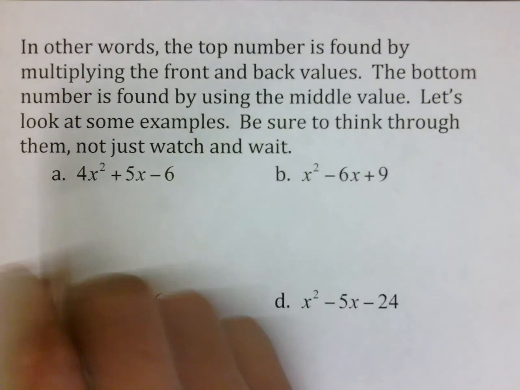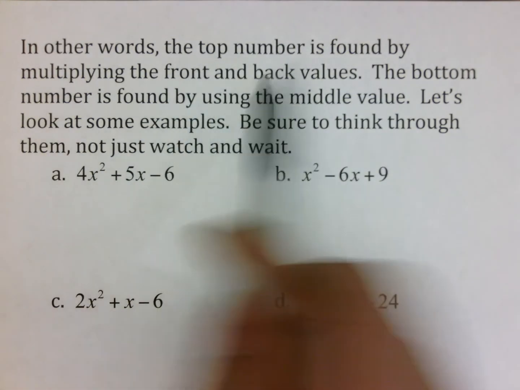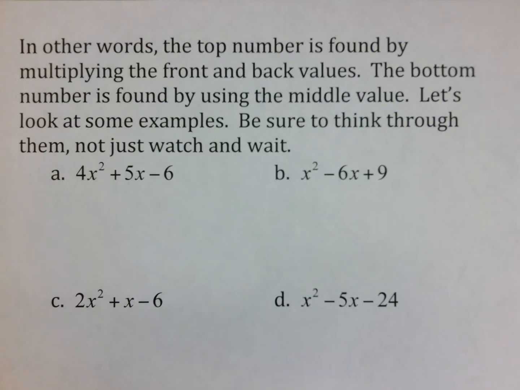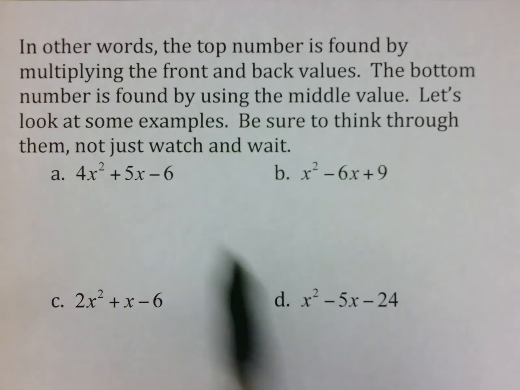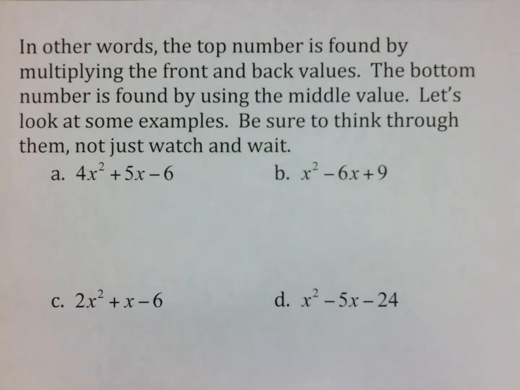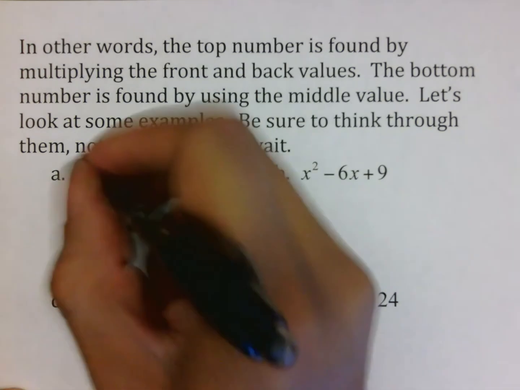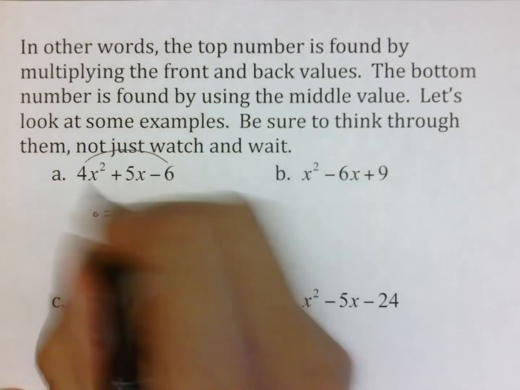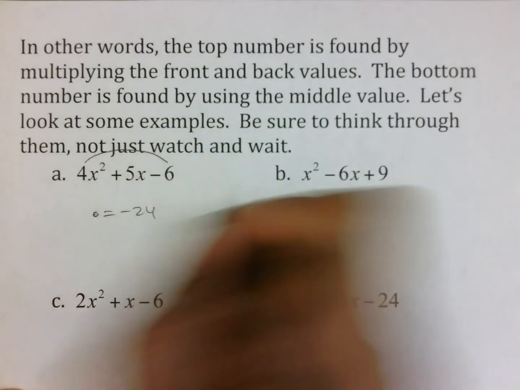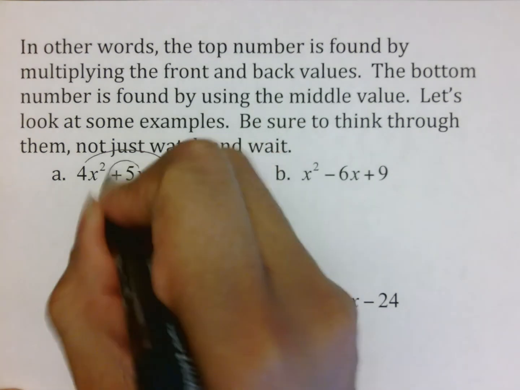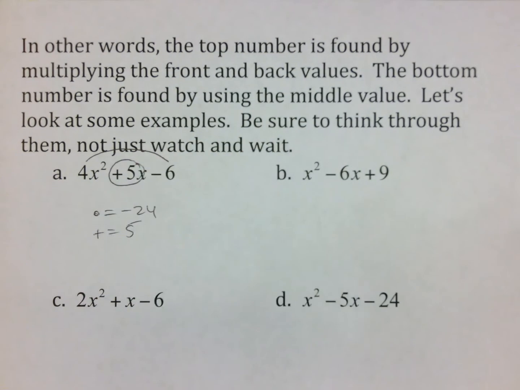In other words, the top number is found by multiplying the front and back values. The bottom number is found by using the middle value. Let's look at some examples. You might just want to write these examples for yourself and write what I'm writing. At least a couple examples, I'd say at least A and B, and that way you have something to go off of. But here's what we do. We put multiplies to equal, and you simply take front number times back number. 4 times negative 6 is negative 24, and adds to equal whatever the middle number is, which is 5. That is it. That's how you create the combination.